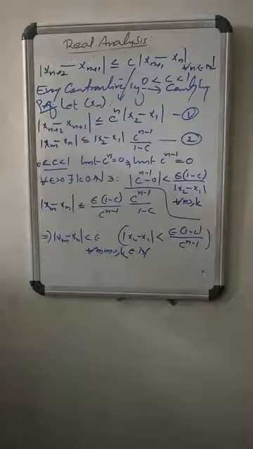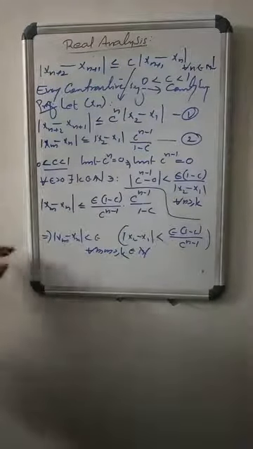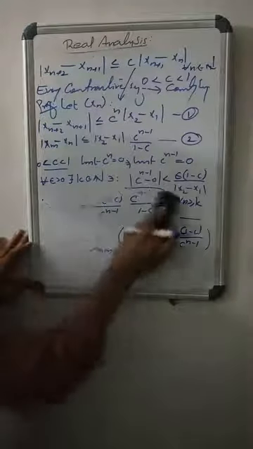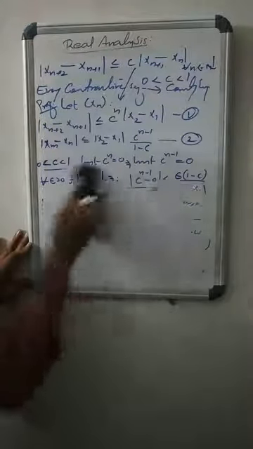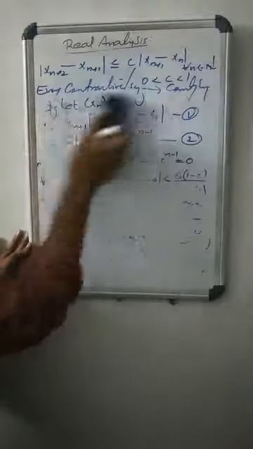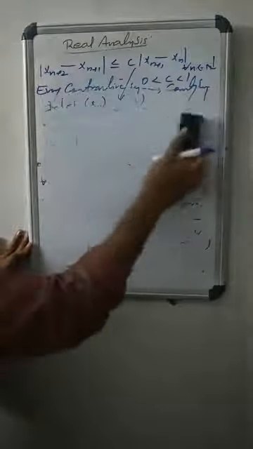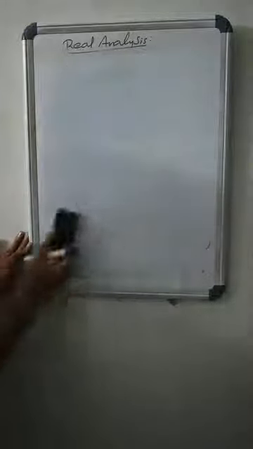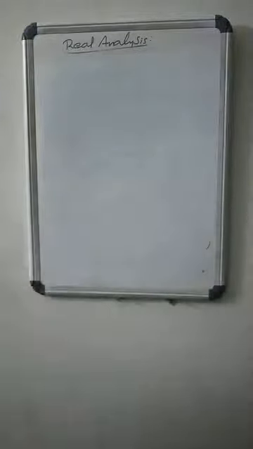The sequence xn is contractive means modulus of xn plus 2 minus xn plus 1 is less than or equal to c into modulus of xn plus 1 minus xn for all n in N, where c lies in between 0 and 1. Agreed? So this theorem states that every contractive sequence is a Cauchy sequence. Agreed? Okay. Now we prove another result.